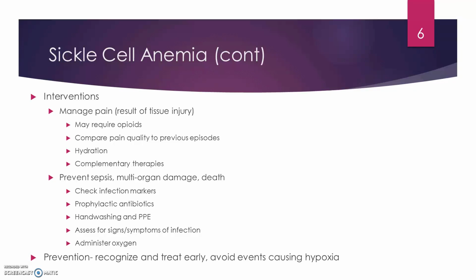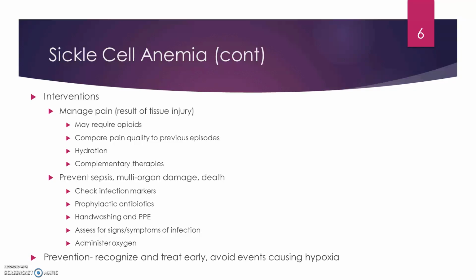You do want to compare pain this time from previous episodes. You want to hydrate them a lot. You want to put some oxygen on them to try and increase any kind of capabilities that they have for carrying oxygen. And if they want to do some complementary therapies, that might work as well. Really want to try and prevent sepsis and, more importantly, multi-organ system damage because of those clotting. So we don't want any clots in the heart or in the kidneys or in the lungs. All those are bad things.